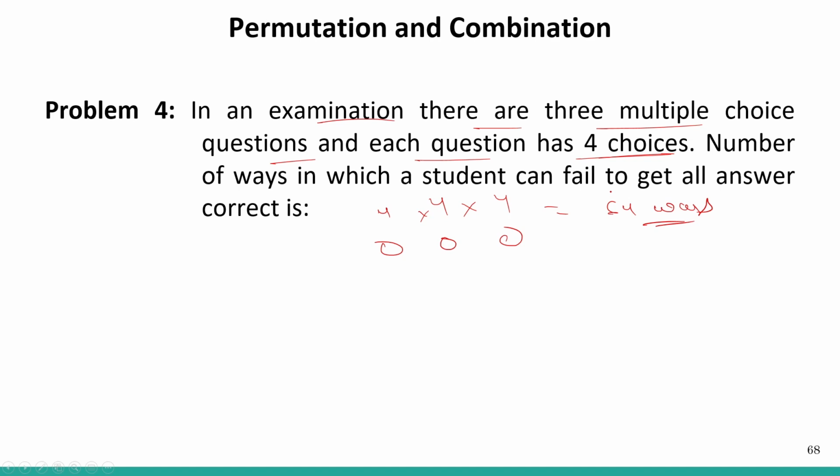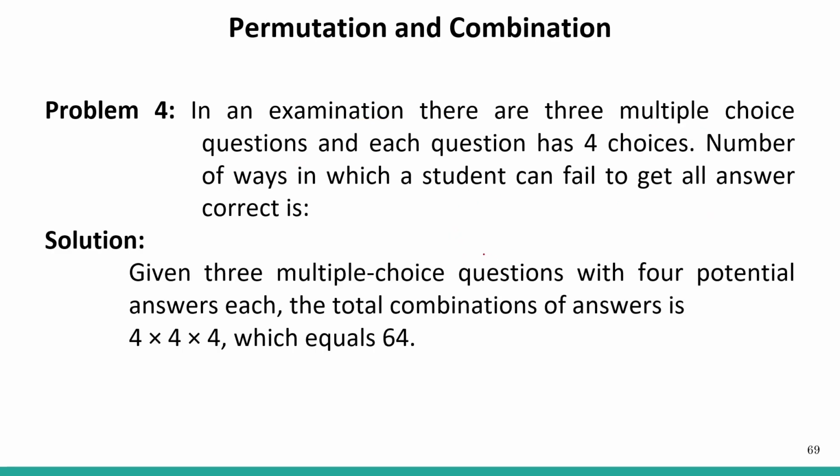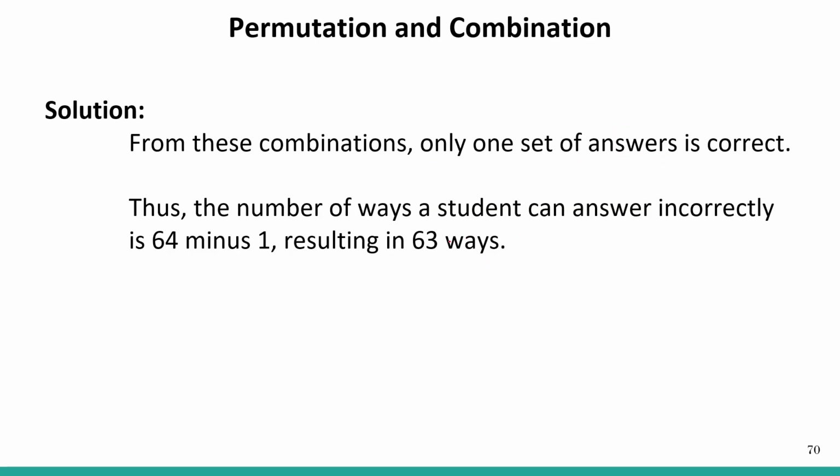But let's say only one is correct among these 4, and only one is correct among these 4. So here order matters, right? Let's see how we can denote the combination which is correct, then we subtract it from the whole, and what we get is the number of ways where the student can fail to get all the answers correct. From the combinations only one set of answers is correct, so the number of ways the student can fail to answer correctly is 64 minus 1, that is equal to 63 ways.